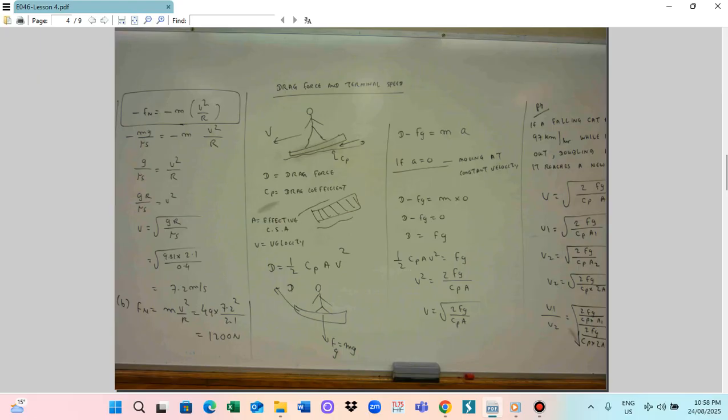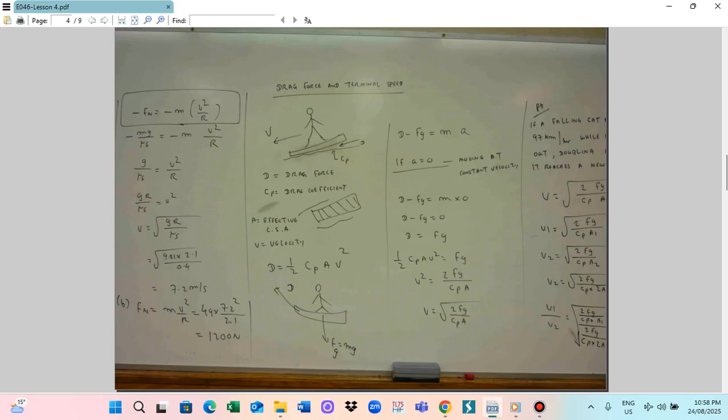V is the velocity. So this one is moving at the velocity V. So drag D can be calculated by the equation D is equal to half into C, D, A, V squared. That is half times the drag coefficient, multiplied by area, multiplied by velocity squared. So this is the way we can calculate the drag force.